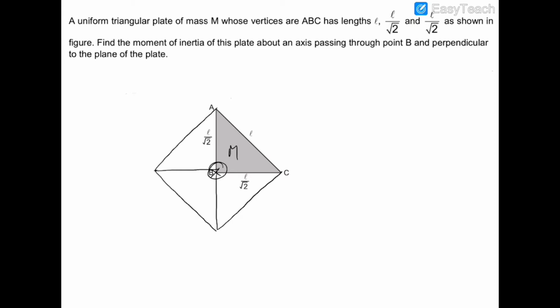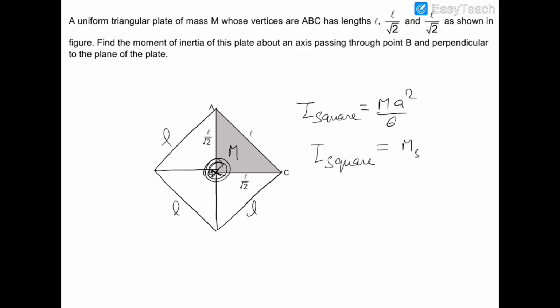this would form a square, and for a square plate the moment of inertia about this axis which is passing through its center of mass is I square is equal to M a square by 6, where a is the length of the side of the square. So I square in this case would be M into L square by 6.